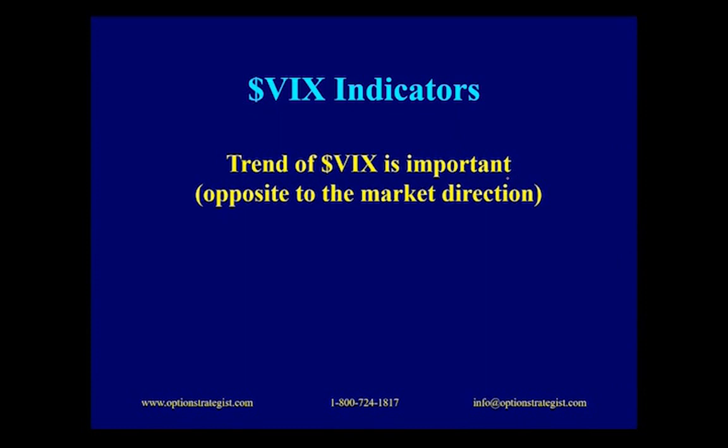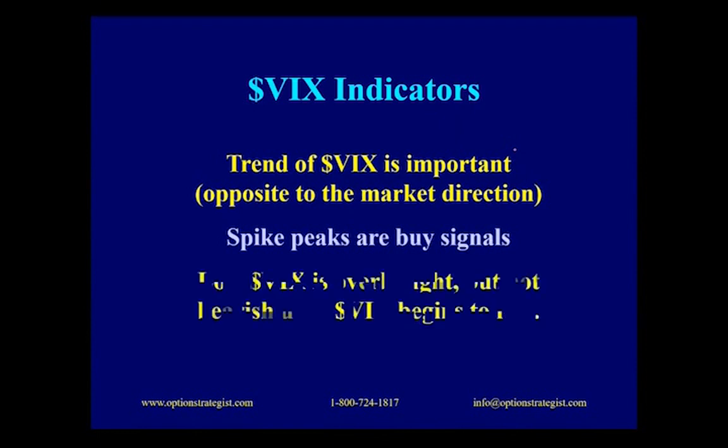So when the market is dropping, VIX will be trending higher. So if VIX goes into an uptrend, that's bad for the market. On the other hand, if VIX is trending down or sideways, that's okay. Then the market can rally. So down or sideways is bullish. Spike peaks in the VIX, and I'm going to show you some of those, are definitely bullish, the buy signals.